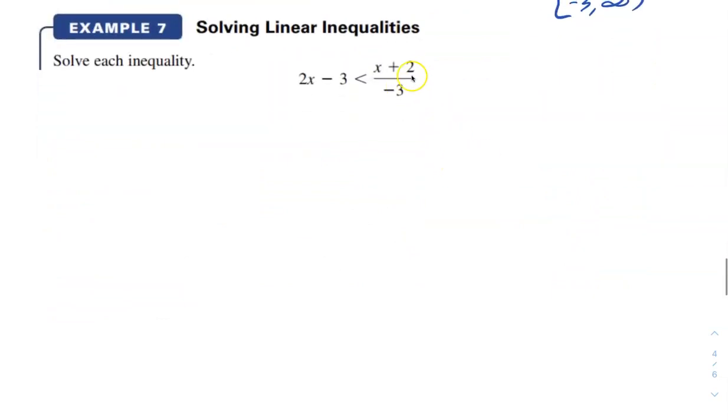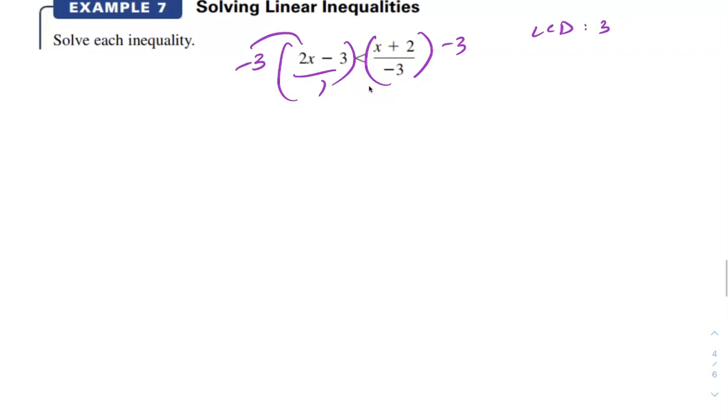Let's solve another one. Now this one has a fraction. What did we talk about before? If you want to get rid of fractions, multiply by the LCD, which in this case is just negative 3, since there is only one fraction. So we'll multiply both sides by negative 3. Again, I multiply by a negative, so I have to flip my inequality, so don't forget that. Let me distribute: negative 6x plus 9 is greater than... because again, I multiplied by a negative. Over here, these cancel out, and you just get x plus 2.